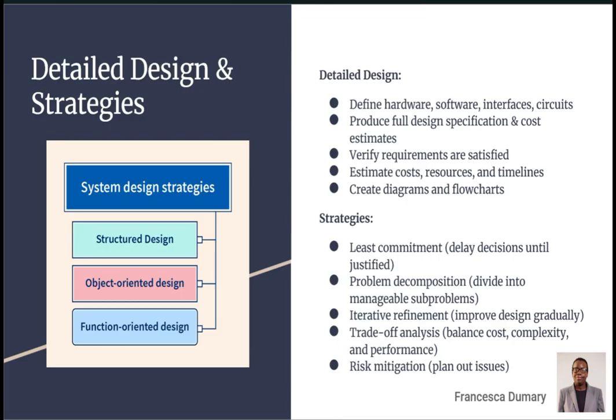Now we'll talk about detailed design and strategies. So first up, you have system design strategies: structured design, object-oriented design, and then function-oriented design. In detailed design, you define the hardware, software interfaces, and circuits, produce full design specification and cost estimates, verify requirements are satisfied, estimate costs, resources, and timelines, create diagrams and flowcharts, and there are also some strategies.